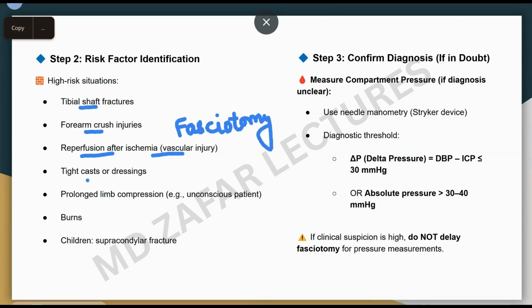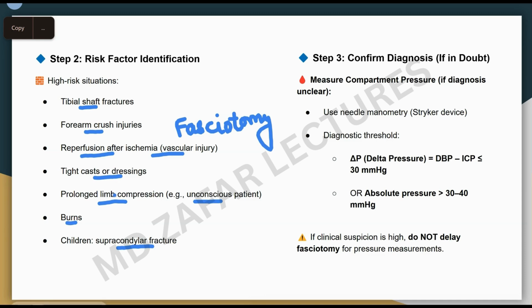Now, tightly placed dressings or casts can be one of the features for compartment syndrome. Similarly, prolonged leg compression, especially in an unconscious patient who was not aware that there was pressure on the limb. Burn is one of the important factors, and in children, supracondylar fracture is also important.